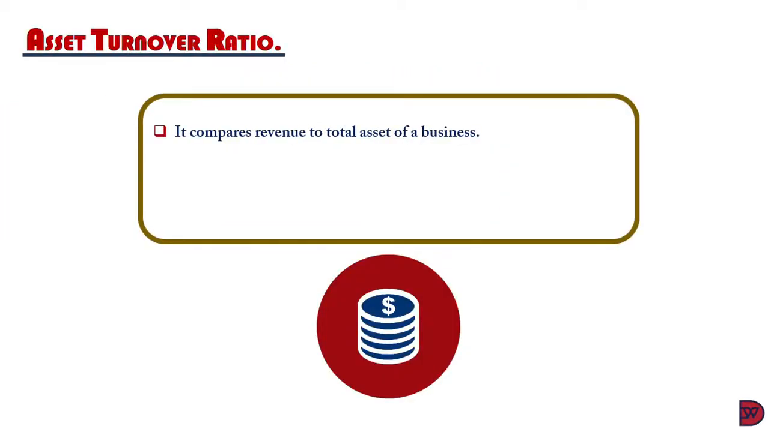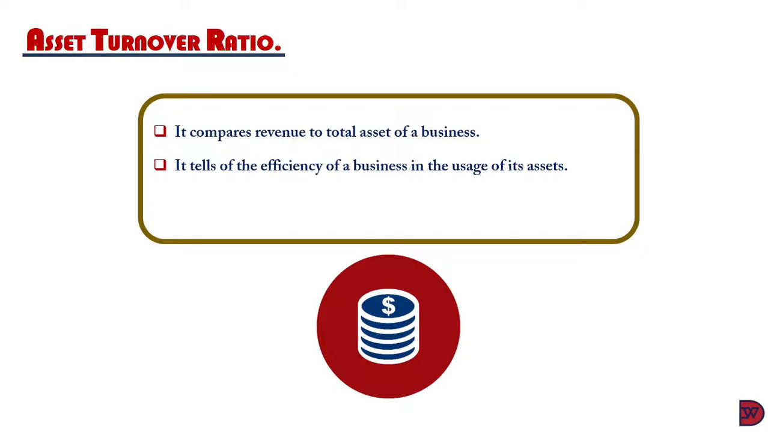This is a ratio that compares the revenue of a business to its total assets. It is used to determine the amount of sales or revenue generated in relation to its total assets. It also shows the amount of revenue generated per unit of a business's assets. Secondly, it shows the efficiency of a business's management in the use of the assets.